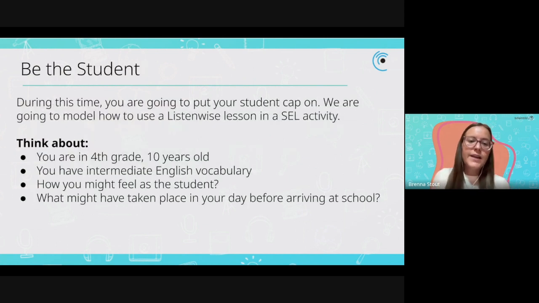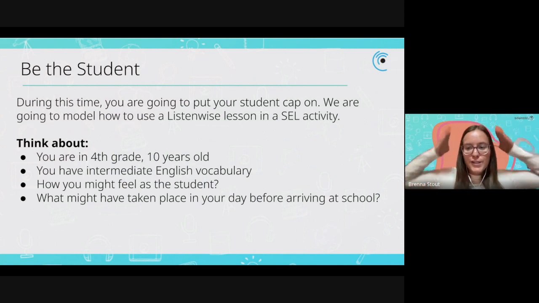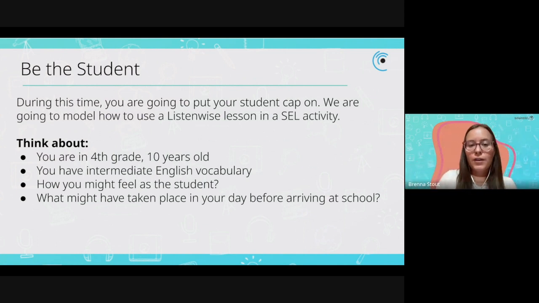So our Be the Student activity, during this activity, you're going to put your student cap on, and we're going to model how a Listenwise lesson could be used in an SEL activity. So I want you to think about, you are now in 4th grade. Welcome back. You are 10 years old again. Lucky you. You have an intermediate English vocabulary, and I want you to think about how might you feel as a student in a classroom with intermediate English vocabulary. And think about what are some events that might have taken place in your day before arriving to school.